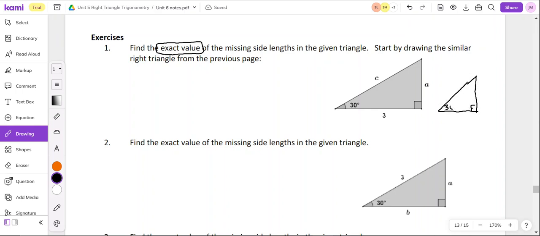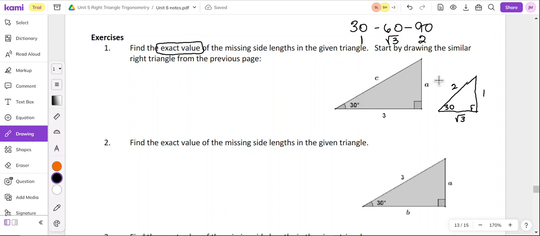This is 30. So 30 gets 1, the hypotenuse gets 2, and this one gets radical 3. Across from 30 is 1, the hypotenuse is 2, and the other side is radical 3. That's the relationship, remember? 30, 60, 90. This one was 1, this is 2, and this one is radical 3. Okay, so you see how we build the other similar triangle? And now corresponding parts.